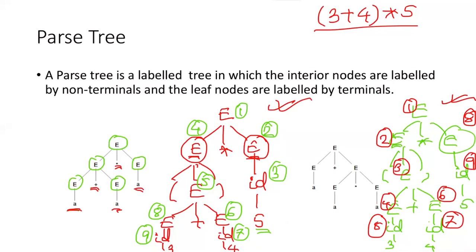So a grammar which does not follow this, which gives you more than one parse tree for the same string, this is known as an ambiguous grammar. So we'll discuss that in the next class.